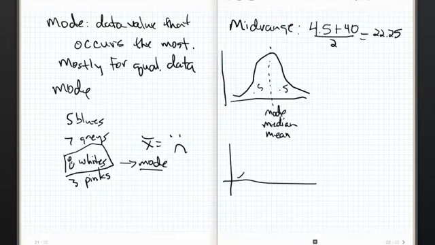All right. Now what I have is what's referred to as bimodal. Bimodal means I have two maximum values, or excuse me, two maximum frequencies of data values. It's called bimodal. If I had 3 humps, it'd be trimodal. That's referred to as a multimodal data set.